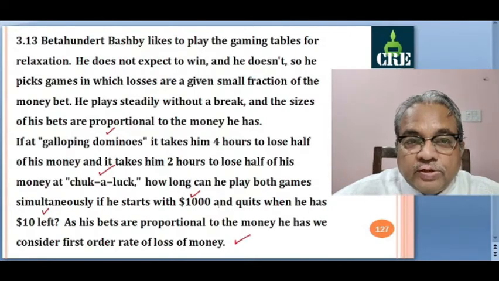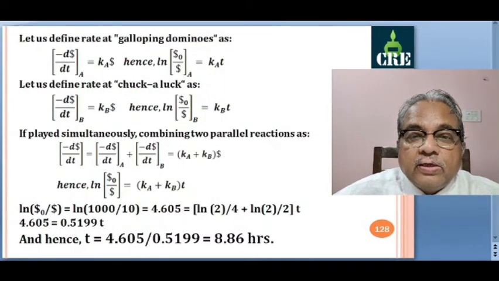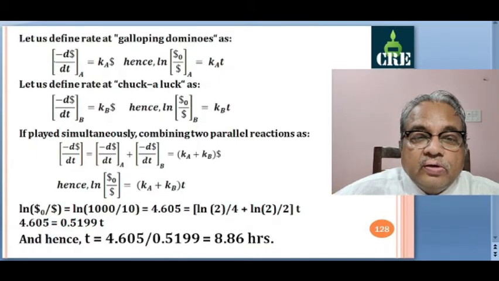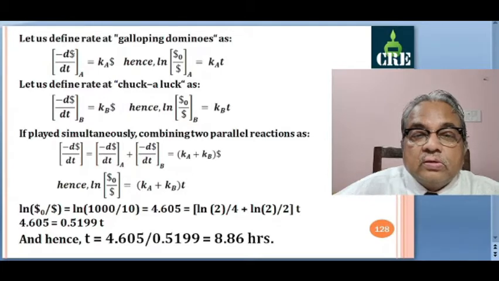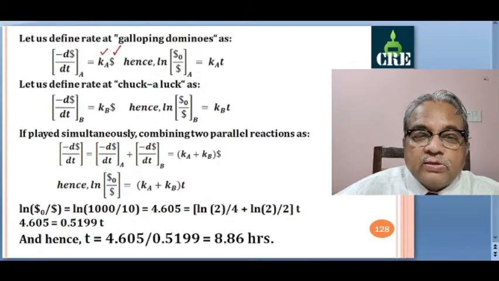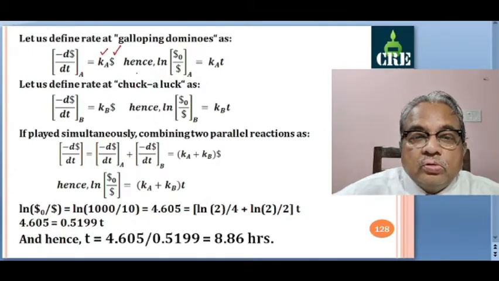loss of money. So here at Galloping Dominoes, let us say A, minus d dt of this dollar sign, money in hand, is equal to some constant Ka into this dollar sign. This is nothing but minus dCA by dt is equal to K Ca. So K is written as Ka, Ca is our dollar, money instead of concentration, this is money. So solution of this is simply ln of S0 by S is equal to Ka into t.